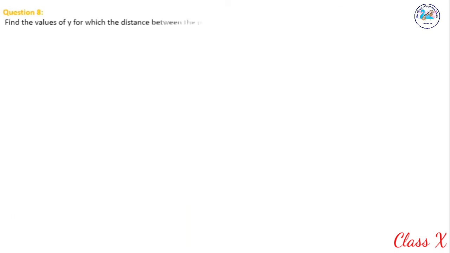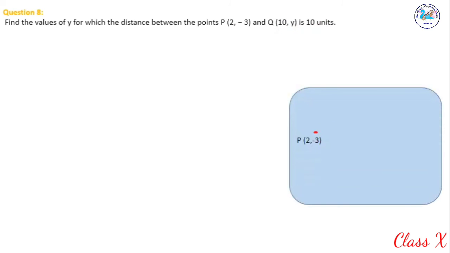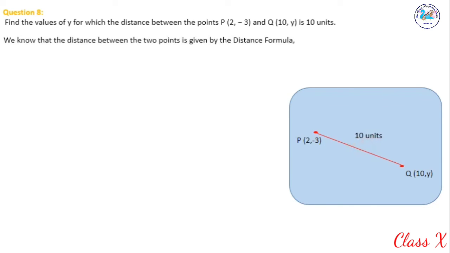Now we shall discuss question number 8. The question is, find the values of y for which the distance between the points P(2, minus 3) and Q(10, y) is 10 units. Let us have a visualization of this question. There is a point P(2, minus 3) and there is another point Q(10, y), and the distance between P and Q is 10 units. This is what the question is. So we have to find out the value of y, and the condition is the distance between P and Q is 10 units. So go for solving the question.